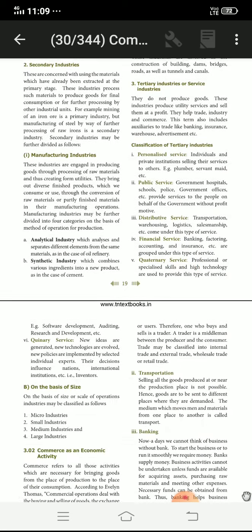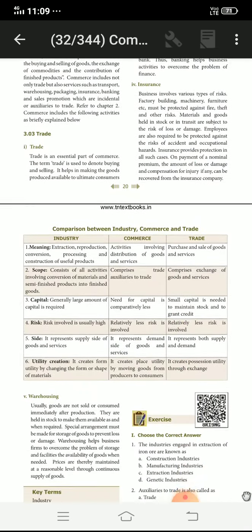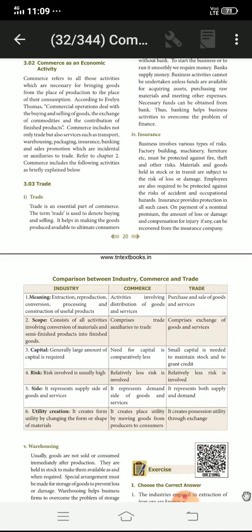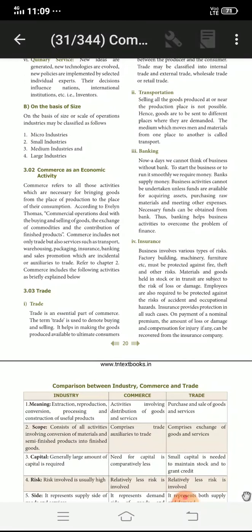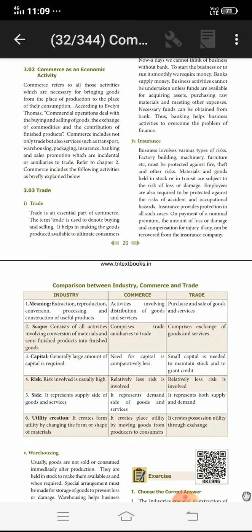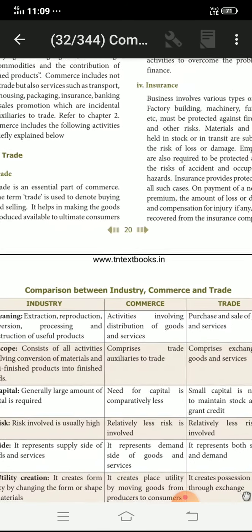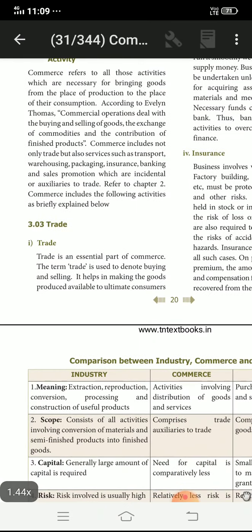Commerce, we have already learned, is the buying and selling of goods and services from the production point to the consumption point. So let us see what commerce is as an economic activity. Commerce refers to all those activities which are necessary for bringing goods from the place of production to the place of their consumption. So that is the activity of commerce, bringing the goods from the production point to the consumption point.